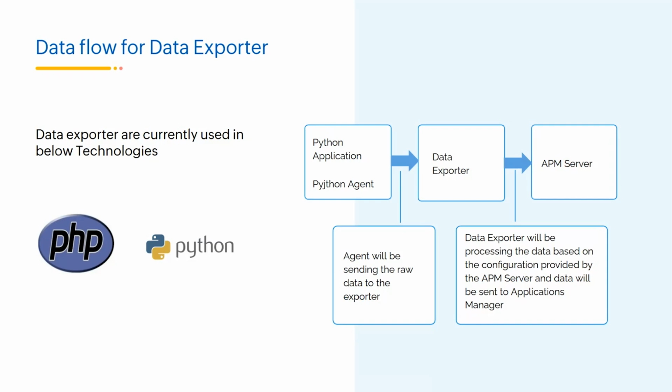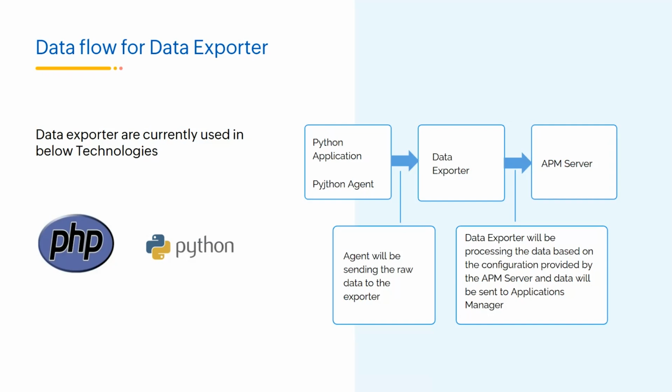So now these agents will collect the performance metrics, the traces, and other relevant data from the application. A single data exporter instance is set up, which will handle data processing for multiple applications. So once it has been set up, it acts as an intermediate layer between the application and the applications manager server. So the application will continuously generate data related to its performance, like traces and other metrics.